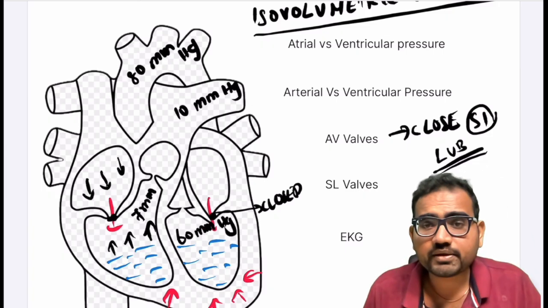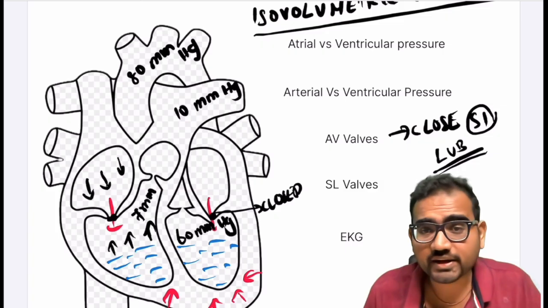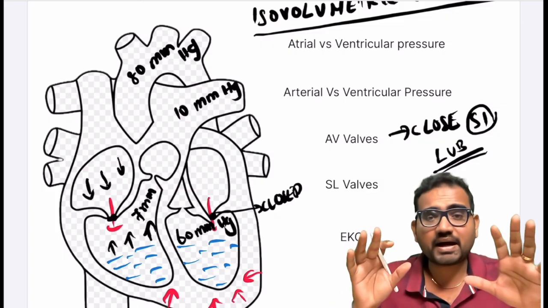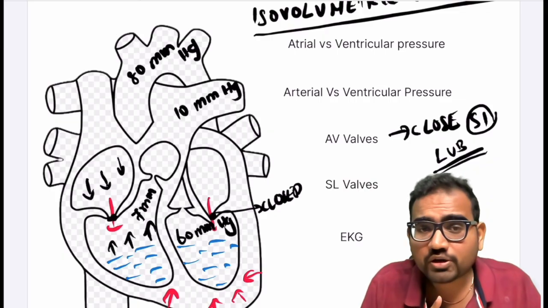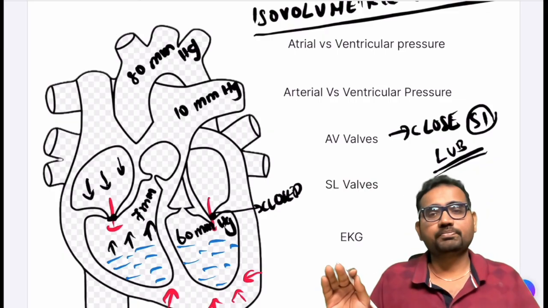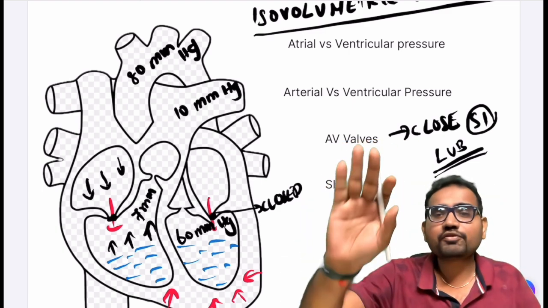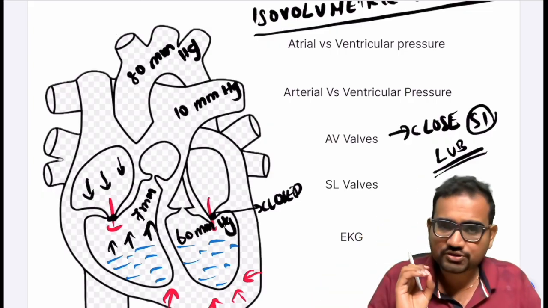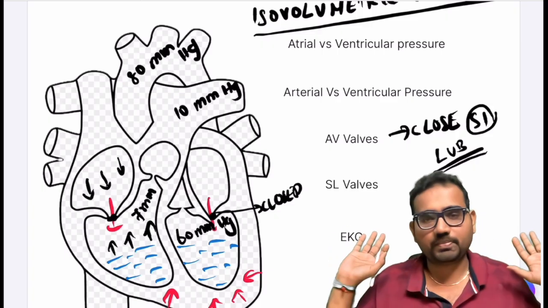Now you have to tell me, is the pressure in the arterial area more, or the pressure in the ventricular area more? Obviously, the atrial pressure is still higher than the ventricular pressure. Now you have to tell me, will my semilunar valves open? No, because the arterial pressure is more, and blood will flow only from the area of higher pressure to the lower pressure. So as long as the ventricular pressure increases, the semilunar valves are not going to get opened.